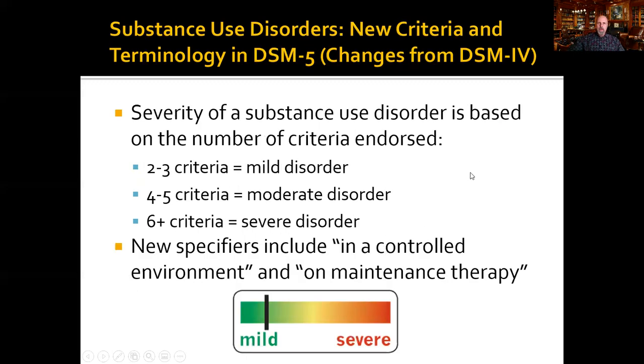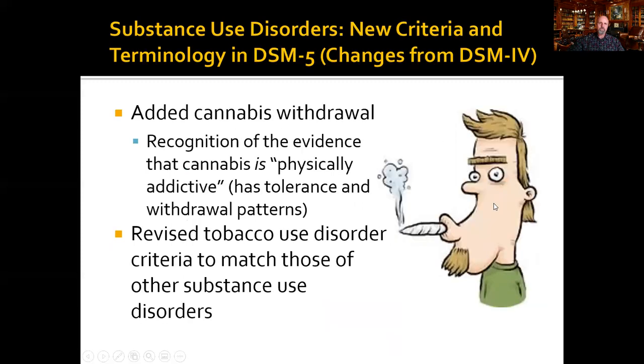The DSM-5 added a severity level for the substance use disorder, and it's simply based on the number of criteria that are endorsed. So if 2 to 3 of the criteria listed in the DSM-5 are met, then it is a mild substance use disorder. If 4 or 5 of the criteria are met, it's a moderate substance use disorder. And if 6 or more criteria are met, then it is a severe substance use disorder. There are also new specifiers that include in a controlled environment and on maintenance therapy.